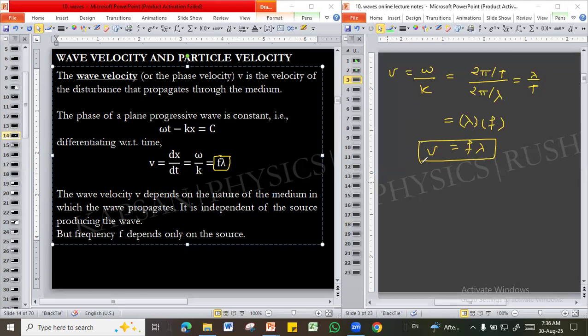Okay, now here onwards, at least you have to remember this formula. You can remember speed is equal to coefficient of t upon coefficient of x, omega upon k. And omega can be replaced as 2 pi upon T, k can be replaced as 2 pi upon lambda. Solve it, you will get speed is equal to frequency into wavelength. V is equal to f lambda. Sometimes some people use the letter n for the frequency. In that case, you will write V is equal to n lambda.